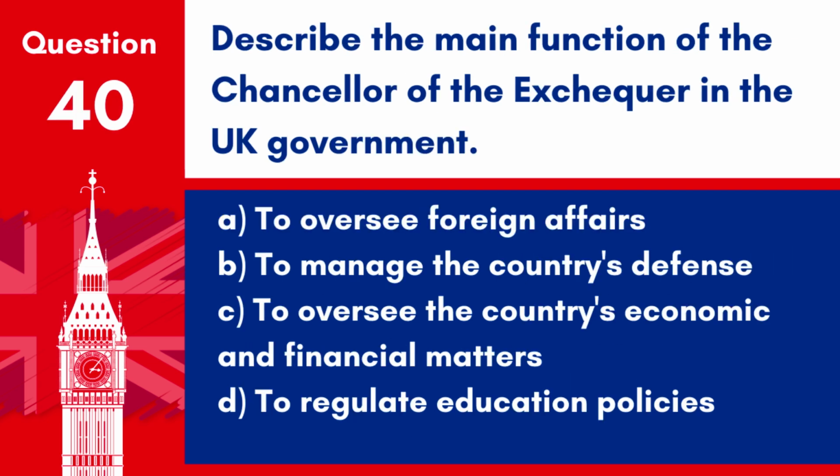Question 40. Describe the main function of the Chancellor of the Exchequer in the UK government. A. To oversee foreign affairs. B. To manage the country's defence. C. To oversee the country's economic and financial matters. D. To regulate education policies.